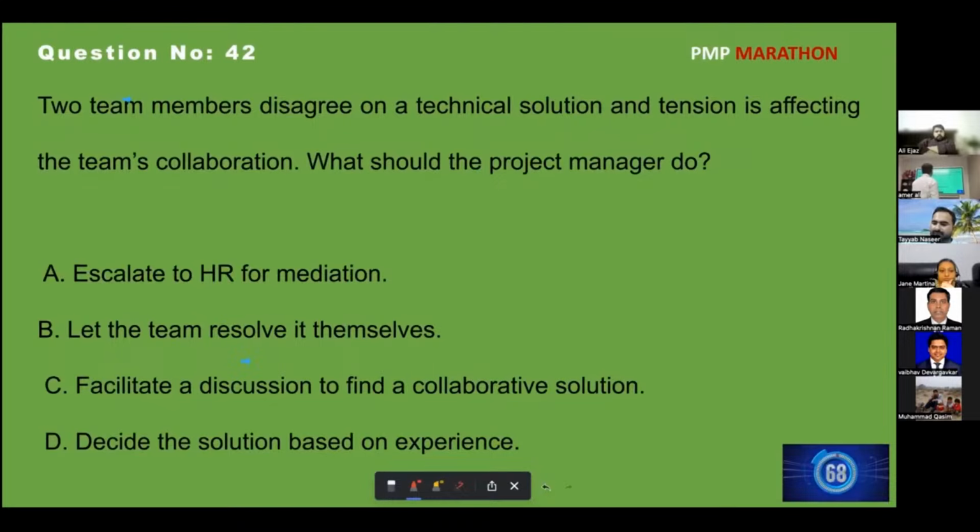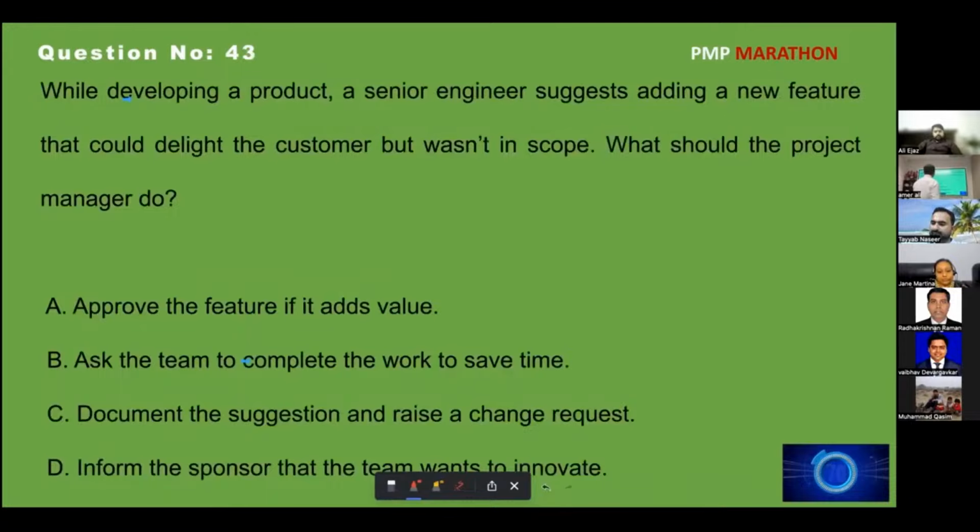Two team members disagree on a technical solution and tension is affecting collaboration. What should the project manager do? Facilitate a session. C. Okay. While developing a product, a senior engineer suggests adding a new feature. What should the project manager do? Approve the feature, ask for suggestions, and raise a change request. C would be the right answer.